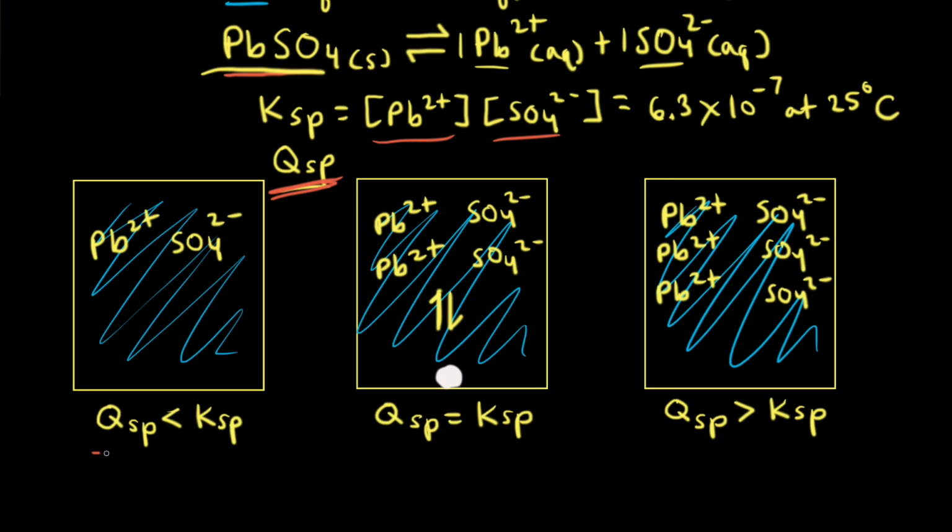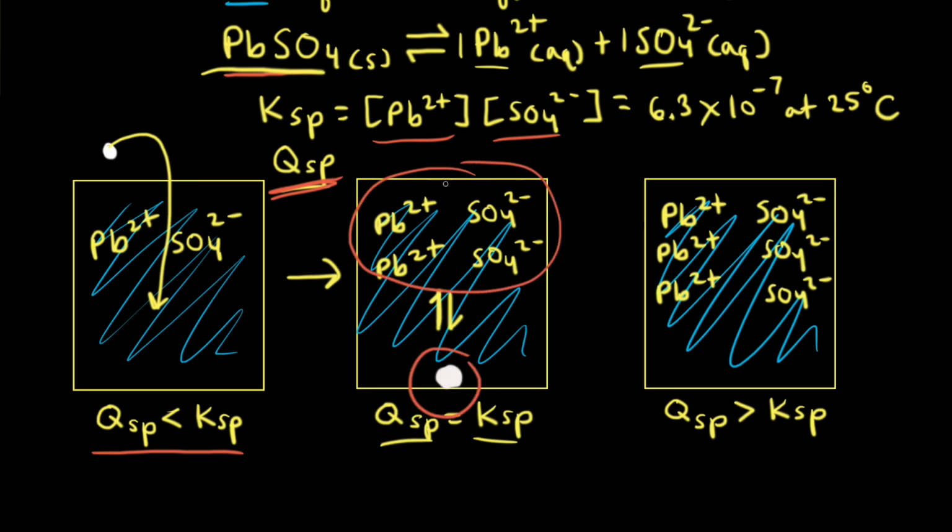If QSP is less than KSP, the solution is unsaturated, which means no precipitate would form. For an unsaturated solution, you can dissolve more lead 2 sulfate in it. So lead 2 sulfate is a white solid, so if we were to put a small amount of lead 2 sulfate in our unsaturated solution, it would dissolve, and it would continue to dissolve until QSP is equal to KSP and the system is at equilibrium. At equilibrium, the solid is turning into the ions at the same rate the ions are turning back into the solid.